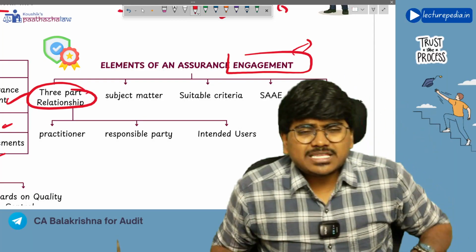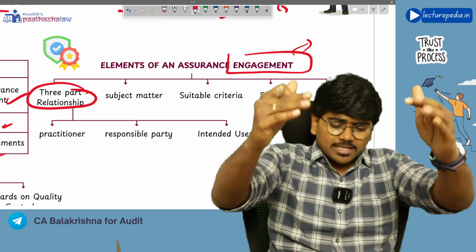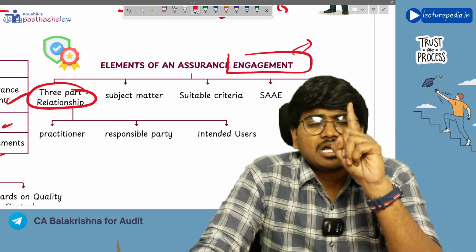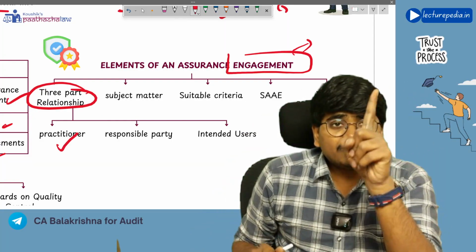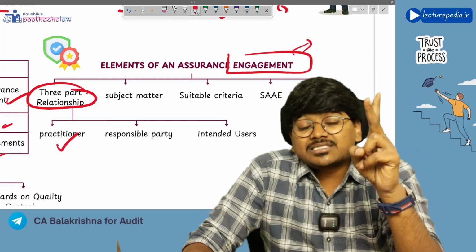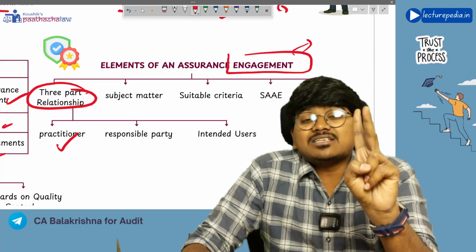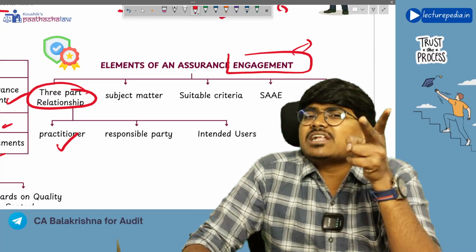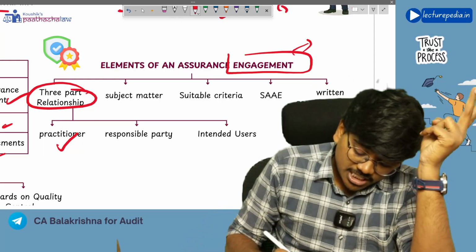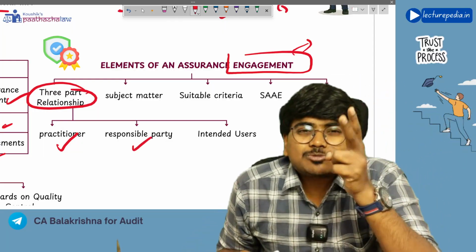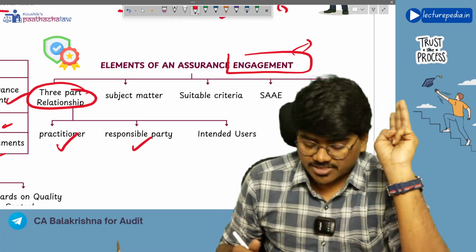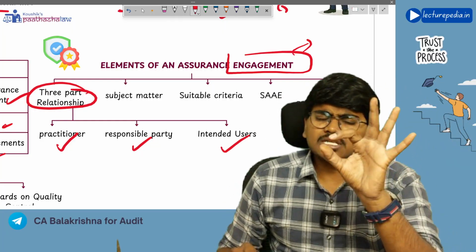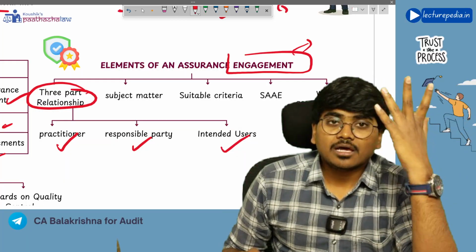So first of all, there will be three parties to the assurance engagement. Who are the three parties to the assurance engagement? First of all, the person who is providing the assurance, that is practitioner, he will provide the assurance. Next, the person who has prepared the financial statement, that is responsible party. In case of financial statements, responsible party will be management. And the third party is the users of the financial statements, so intended users. These are the three parties of assurance engagements.